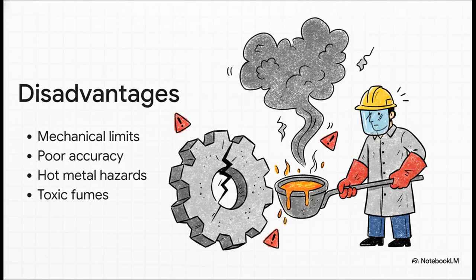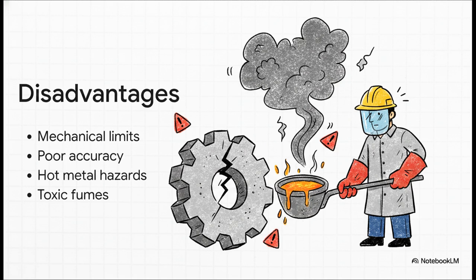But let's be real, it's not all perfect. Let's look at the gritty reality of the factory floor. Casting has some serious drawbacks. For one, the structural integrity of a cast metal piece sometimes has weaker mechanical properties compared to forged metal. You might also run into poor dimensional accuracy or a really rough surface finish, especially with older methods like sandcasting.